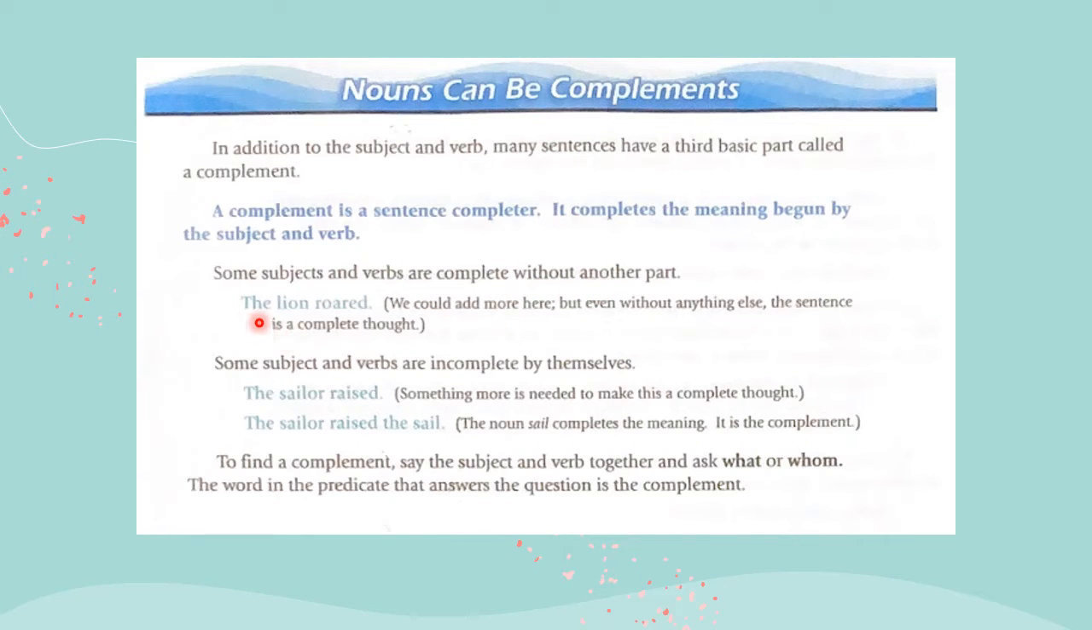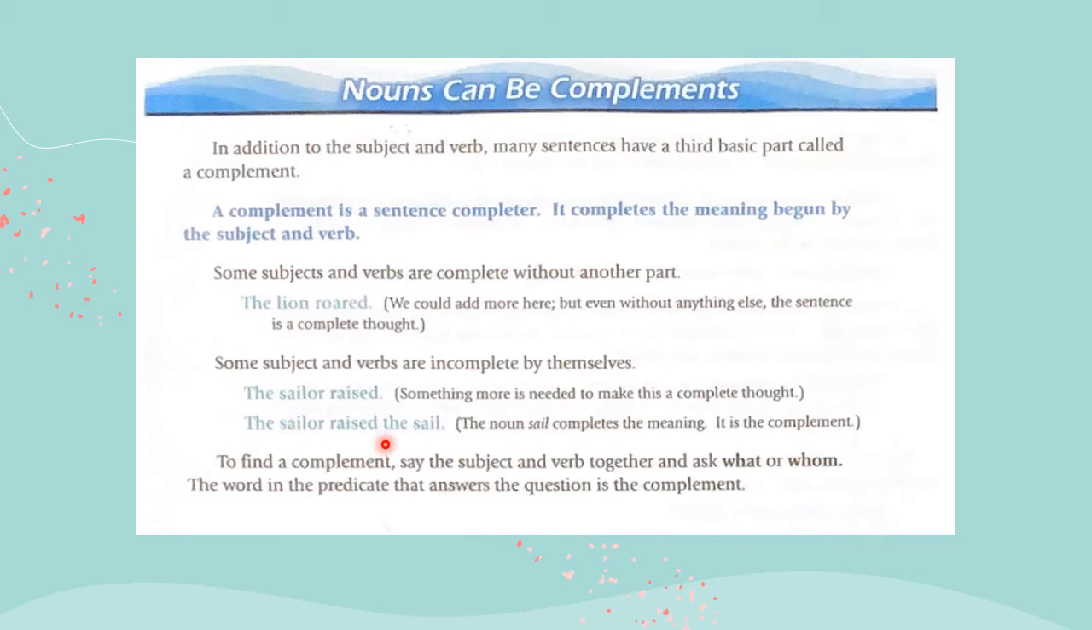Some subjects and verbs are complete without another part. For example, the lion roared. We could add more here, but even without anything else, the sentence is a complete thought. You have the idea. There's a lion, he roars. You don't really need anything else to understand what's going on. But some subjects and verbs are incomplete by themselves. The sailor raised. Well, what did he raise? Something more is needed to make this a complete thought, because we have no idea what he raised. What did he lift up?